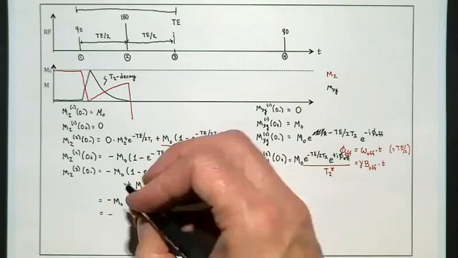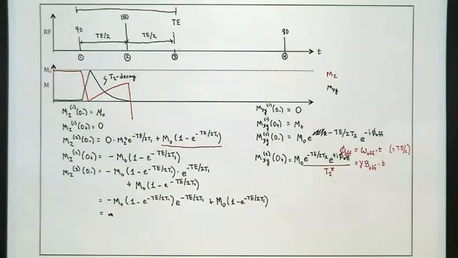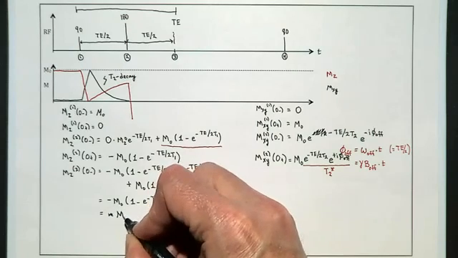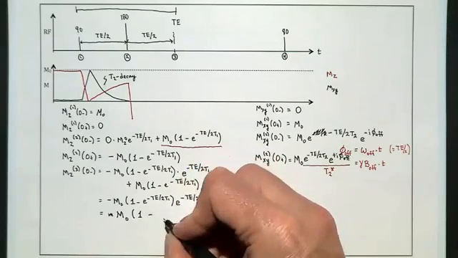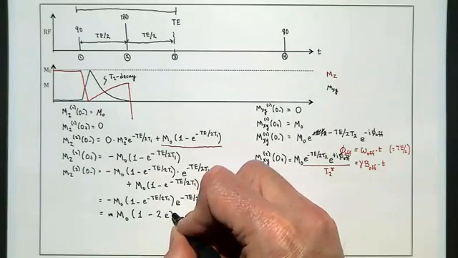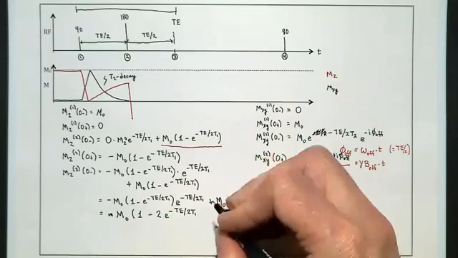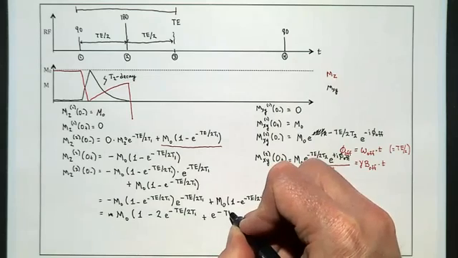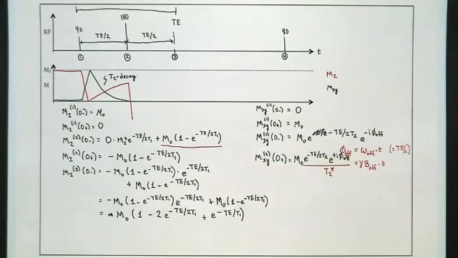Just to move things along, there's one algebraic step in between. You guys are comfortable working through algebra with exponential terms. What you'll end up with is a term that looks like M0 times (1 minus 2e to the minus TE over 2T1 plus e to the minus TE over T1). Just algebra. Okay? No other RF events or anything.